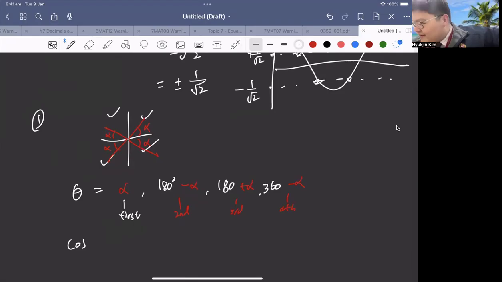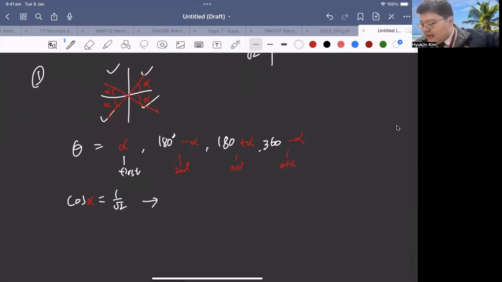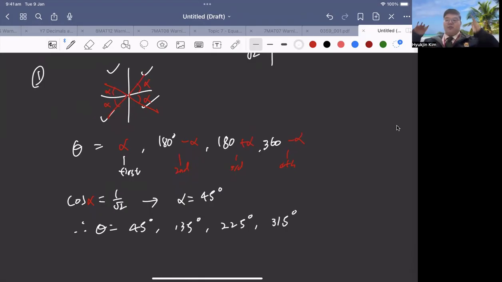Cos alpha equals, again, just ignore the plus or minus, just 1 over root 2. This means alpha equals 45 degrees. Therefore, theta equals 45, 135, 225, 315. Four solutions. They all make sense.